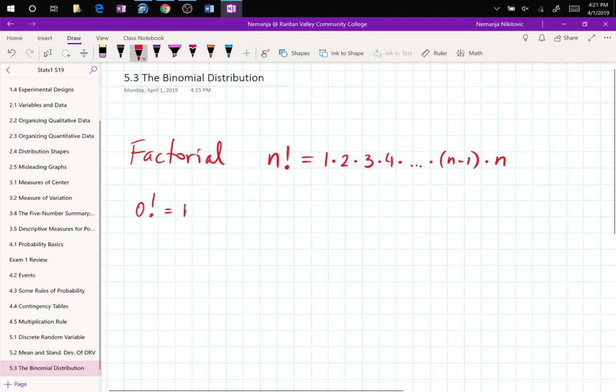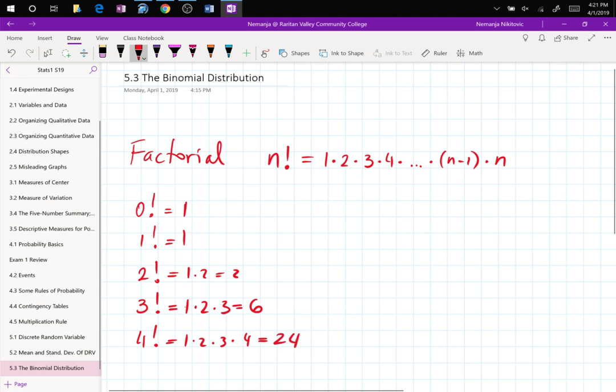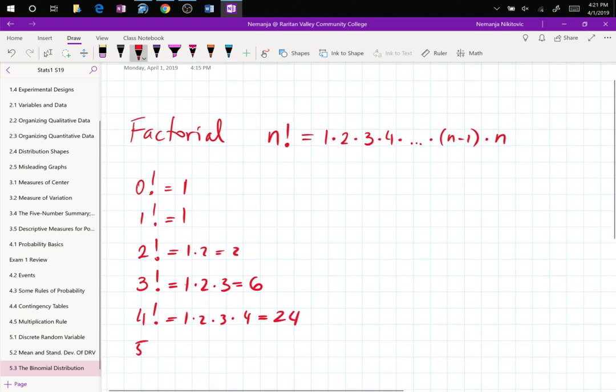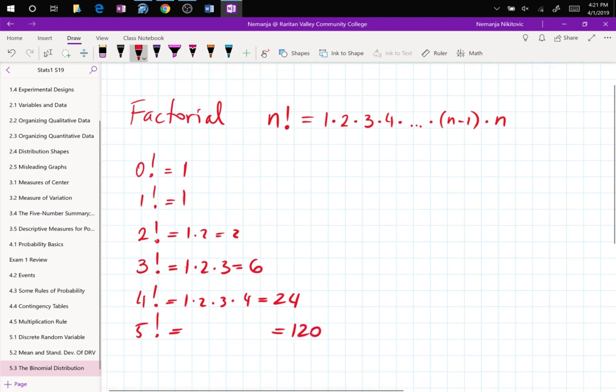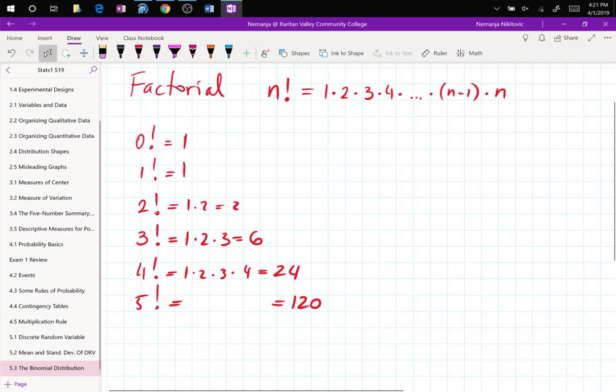So let's start with 0 factorial. 0 factorial is defined to be 1, and then 1 factorial is 1. 2 factorial is 1 times 2, which is 2. 3 factorial is 1 times 2 times 3, which is 6. 4 factorial is 1 times 2 times 3 times 4, 24. 5 factorial is equal to, lazy to write all of this out, 120, going on to whatever amount you need.